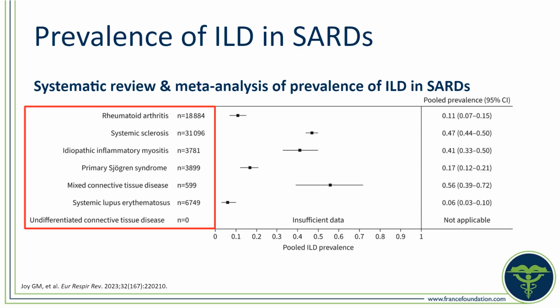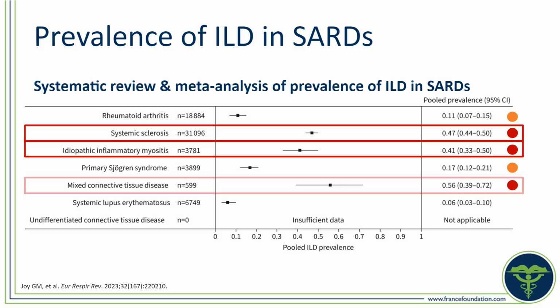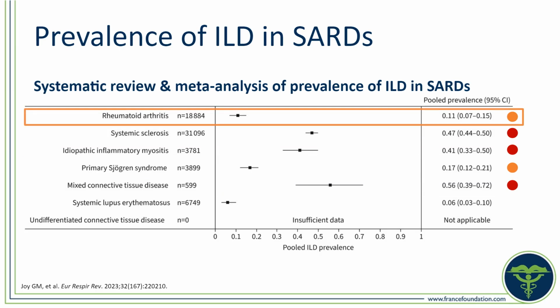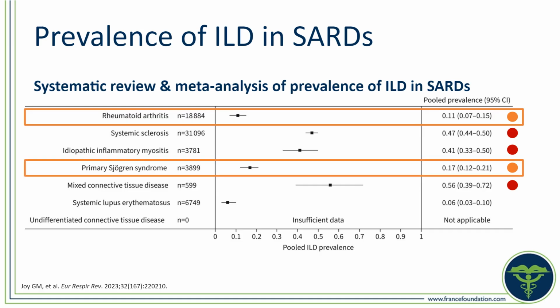So in this table, what you see in the far left is the different rheumatic diseases. In the middle, you see the pooled estimate for the prevalence of interstitial lung disease in these conditions. And then we've color-coded on the far right, again, with the same color for very high risk in red and high risk in orange. There are very high risk conditions, systemic sclerosis, myositis, mixed connective tissue disease. You can see in this meta-analysis, the prevalence of interstitial lung disease ranges from 41 to 56%. For our high-risk conditions, rheumatoid arthritis and Sjogren's, the pooled estimate for the prevalence was between 11 and 17%.